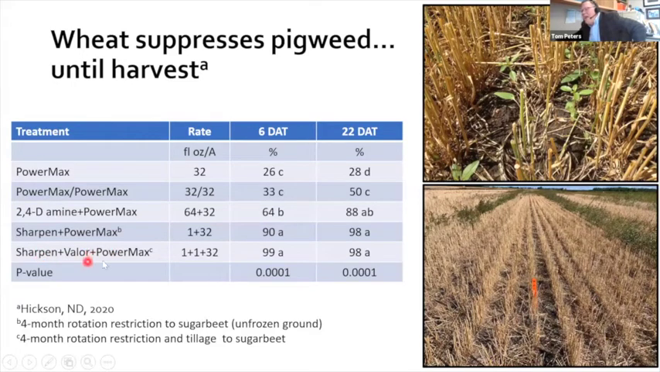So I will tell you right now that I have concerns about Valor and potential carryovers. So I would only prefer to talk about the top four. And I will tell you that 7 days after application, this Sharpen treatment looked unbelievable. Okay? There was hardly any signs of water hemp left. But if you wait till 3 weeks, it was hard to see the difference between Sharpen and 2,4-D. So I would suggest that both of those in combination with Roundup are good ways of controlling water hemp in stubble.